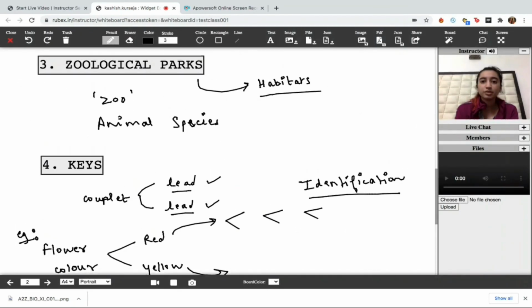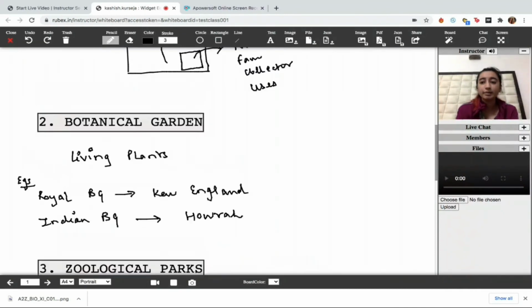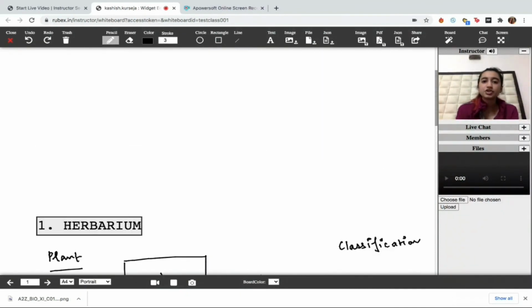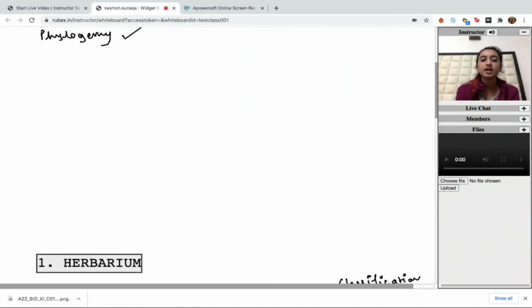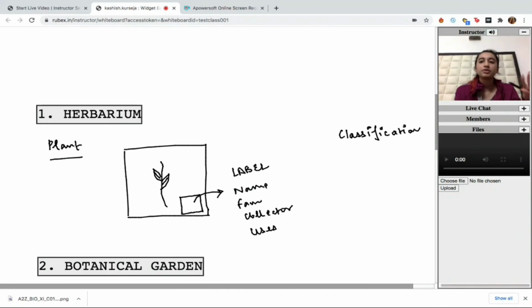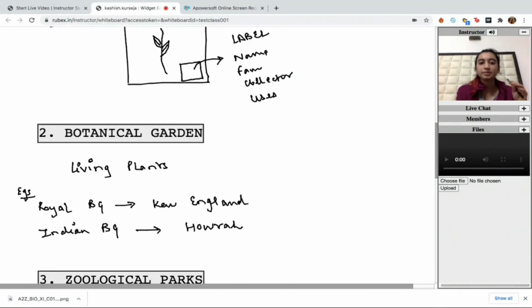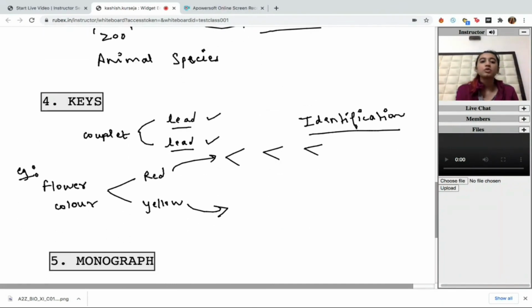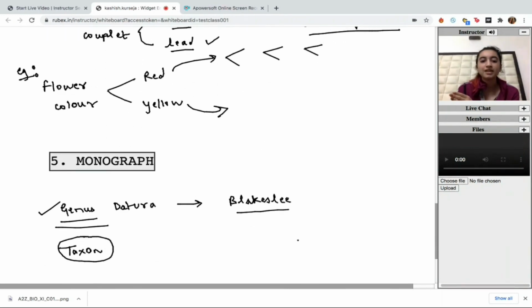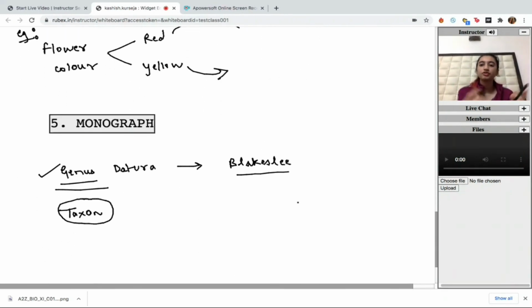We studied about the purpose of them. We know where all they help us: for the purpose of recreation, for identification of a species, nomenclature, classification, establishing its phylogeny. We studied about herbarium. Next up came botanical gardens. Went over to zoological parks. Most important one, as I can say, from the point of view of entrance examinations and boards, is a key. And finally, we have an extra information from our side, that is a monograph.